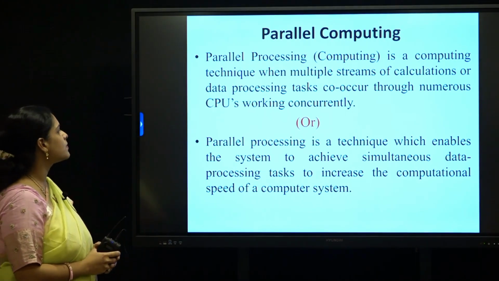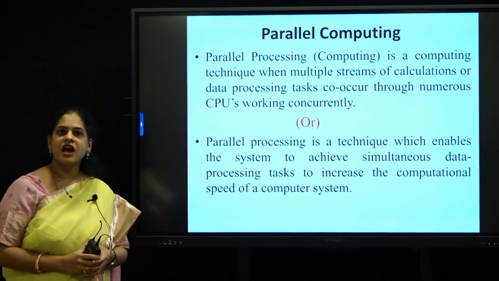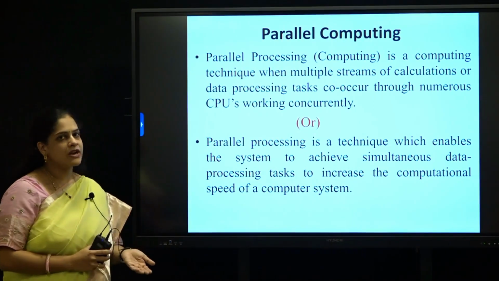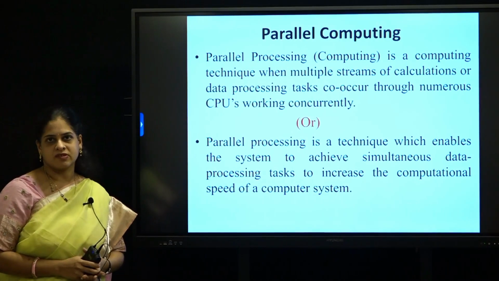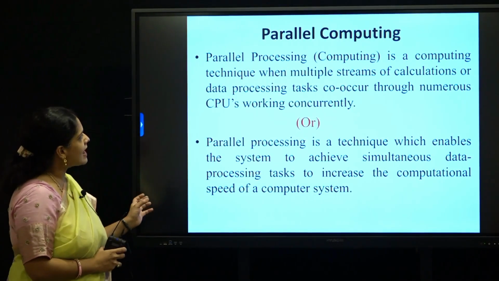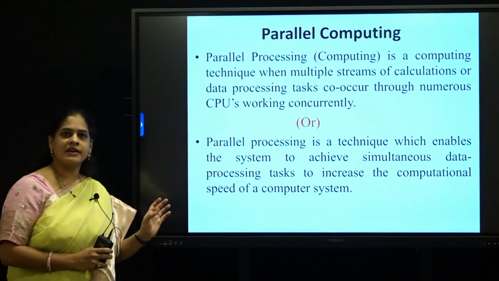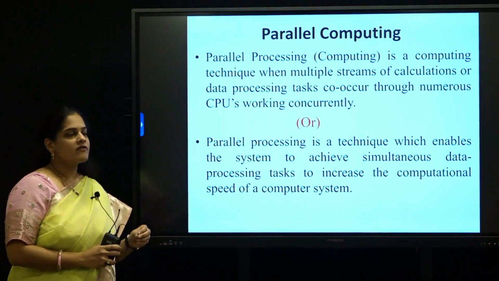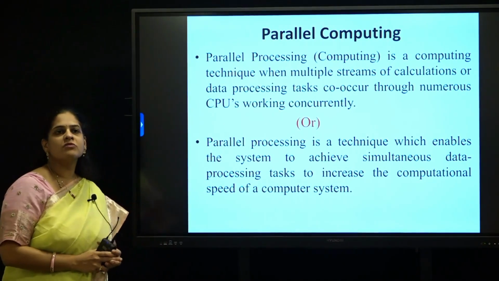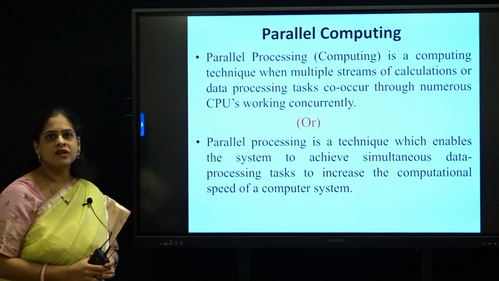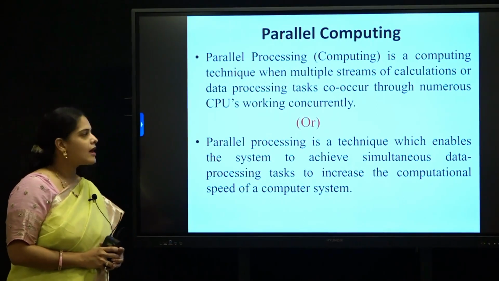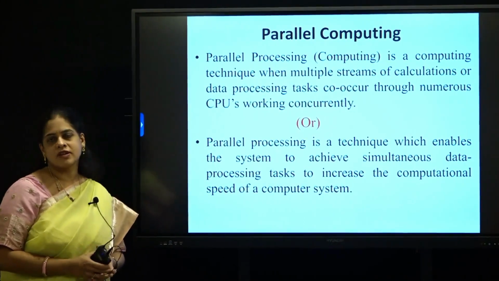And we perform simultaneous data processing tasks in order to speed up the performance of the computer system. So overall, parallel computing and parallel processing are interrelated with each other, where the main goal of them is to increase the performance of a computer system by implementing parallelism across multiple CPUs that are present in the system.